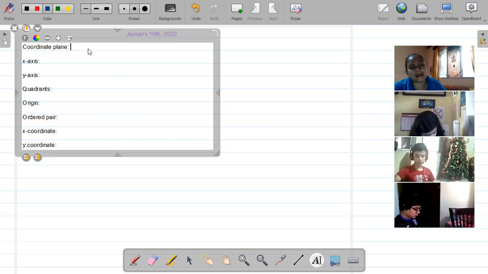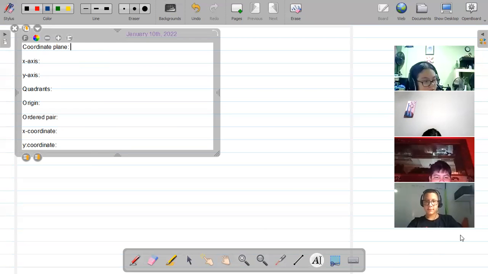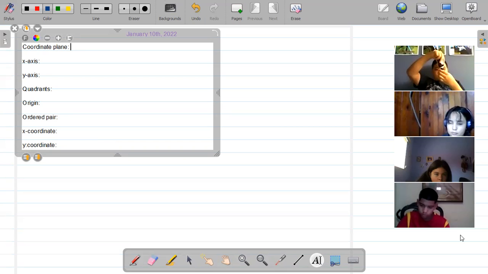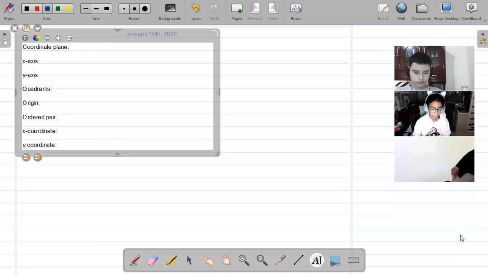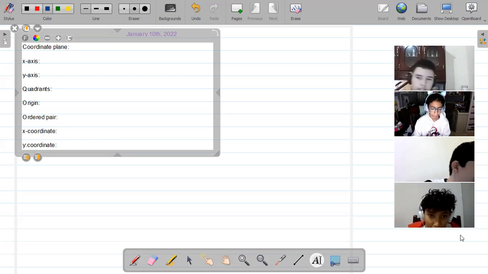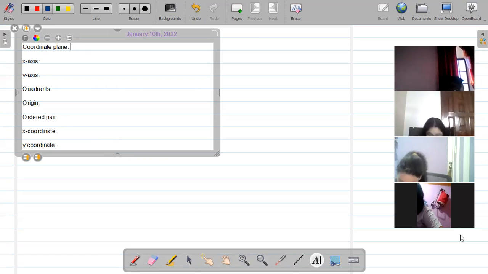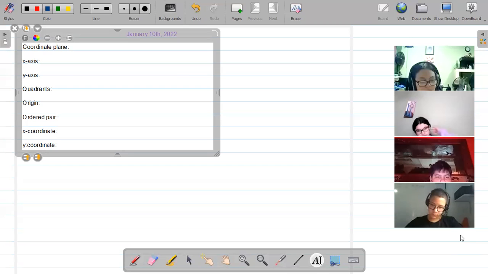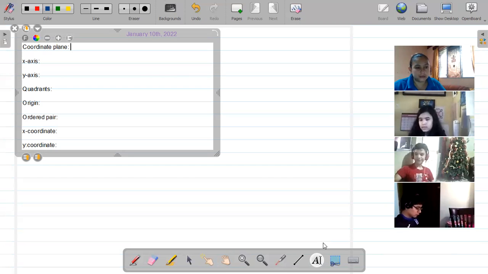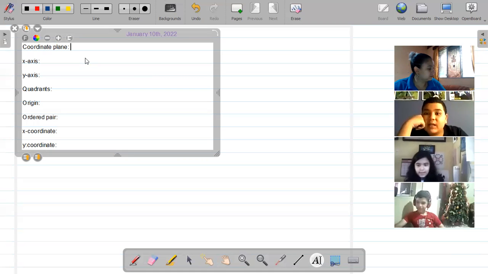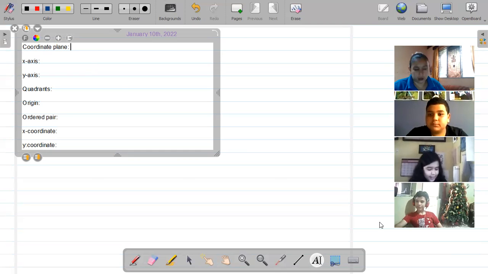So what do you think is a coordinate plane? What comes to the top of your mind when you hear the words coordinate plane? An intersection. An intersection of what? Of two numbers. Intersection of two numbers of a line. Okay. That could be something like that. Very good. Someone else? I remember the game of Battleship. Okay. Anyone else?